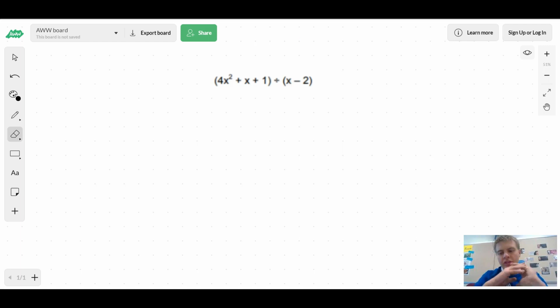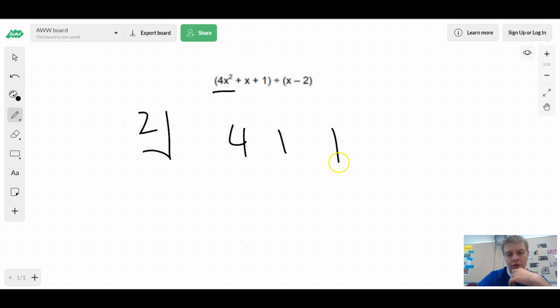Let's try another one. So this one is very similar to the last one, if you need to know how to do the last one. The only difference is this time I put a 4 in front of this, but you'll see that it won't make too much difference. So again, what you want to do is go, oh, that is my negative. So that's the factor, that's not the root. The root is always what makes this 0, so that would be 2. We're then going to put down 4, 1, and 1. I always make a line so that I remember this is the remainder.